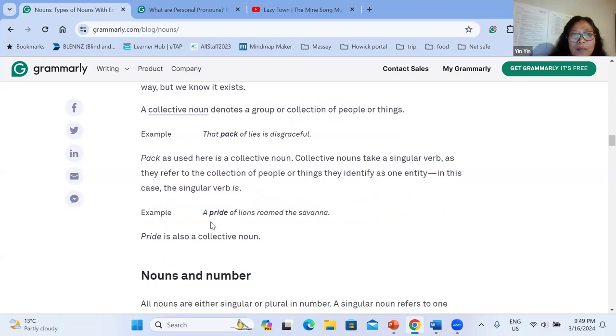There's another example here. A pride of lions. A flock of birds. A swan of fish, something like that. An expression, a radical expression.